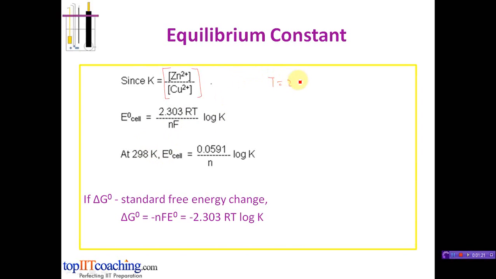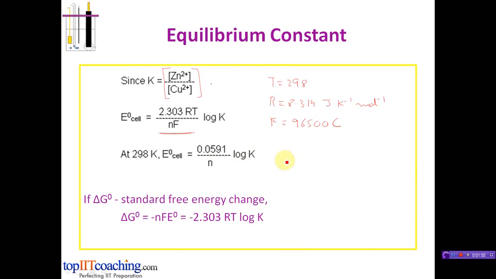Now at 298 K, that is, we replace T by 298. We know the value of R. It is 8.314 joules per Kelvin per mole, and F is equal to 96500 coulombs. If we substitute these values in this part of the equation, we get 0.0591 divided by n. On replacing this value in the equation, we get E0 cell is equal to 0.0591 divided by n into log K.